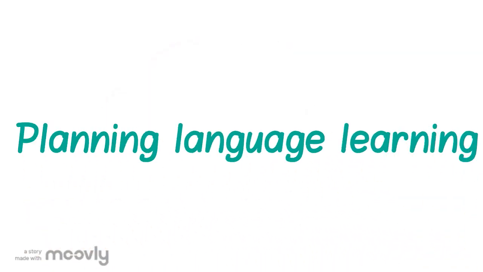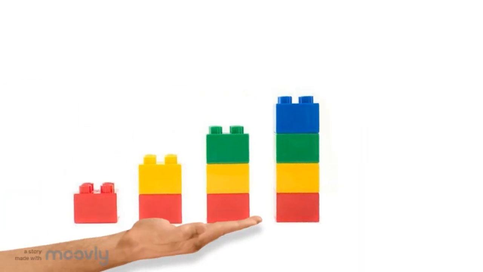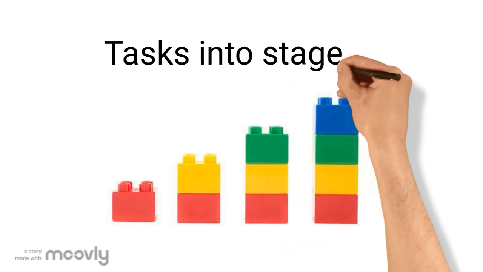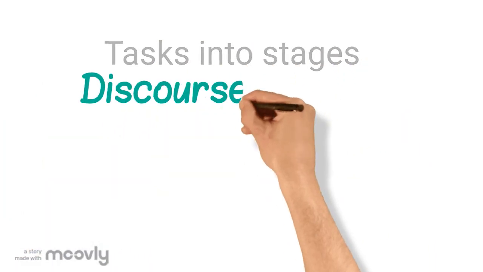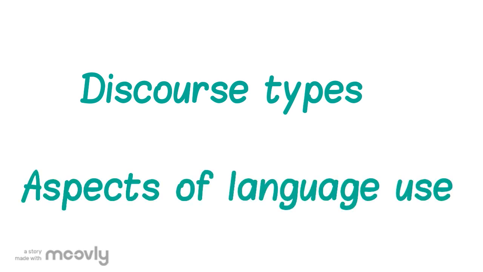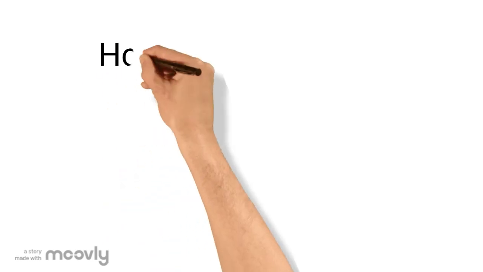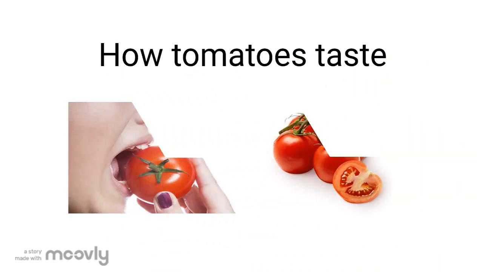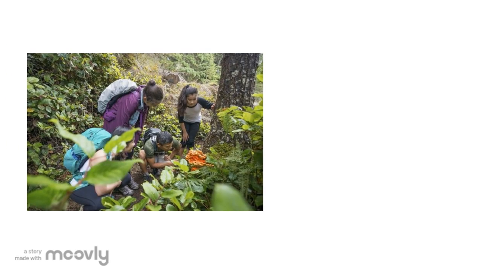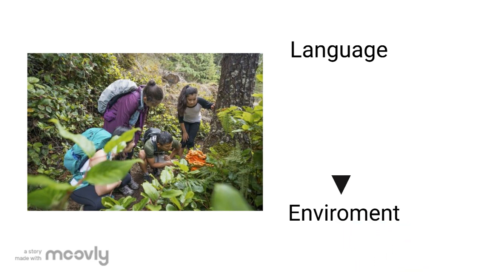Planning language learning tasks. We have to organize tasks into stages, each with its own language and content goals. We develop a task through discourse types and aspects of language use. For example, finding out how tomatoes taste. Also, activities outside the classroom are very important because they associate their language with their environment.